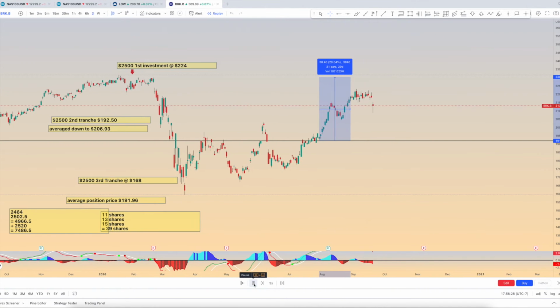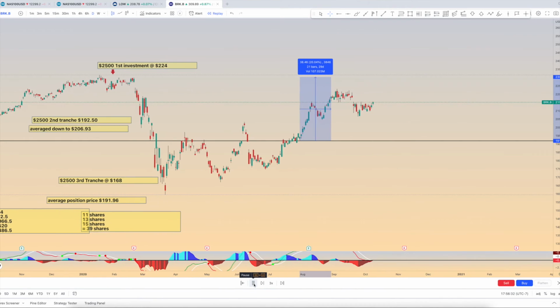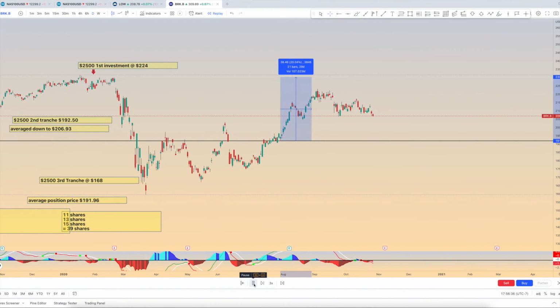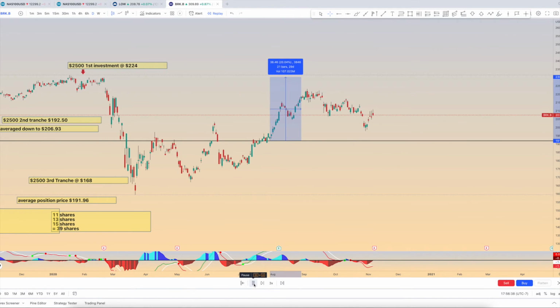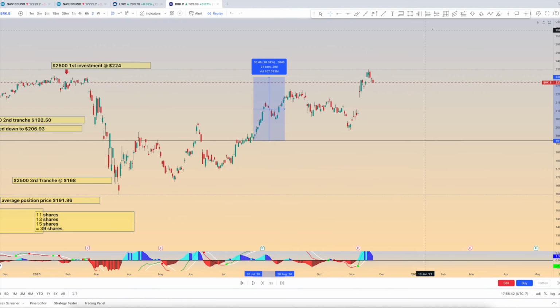Almost. Oh, it's dropping again, but that's okay. Sometimes it takes a while, right? But we'll see where it goes. And there it is. So right here, that would be the first spot to take profit in.